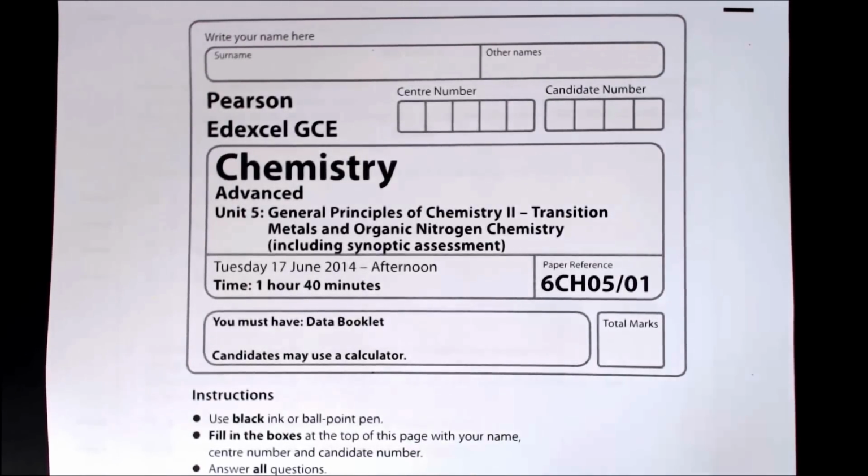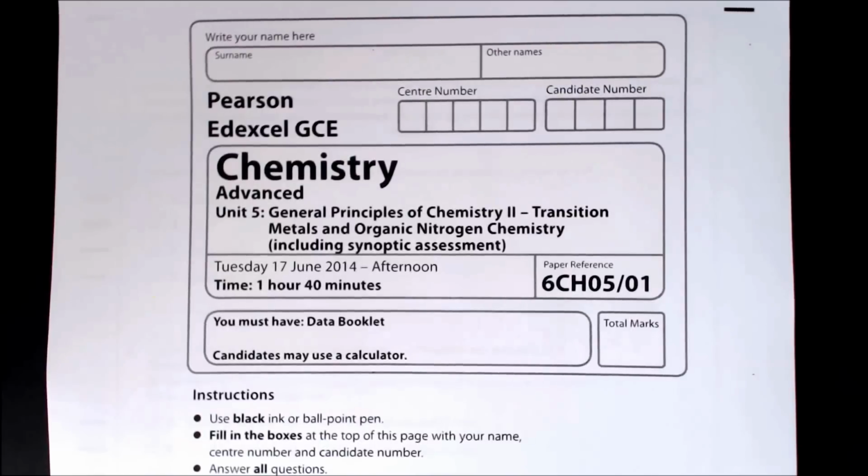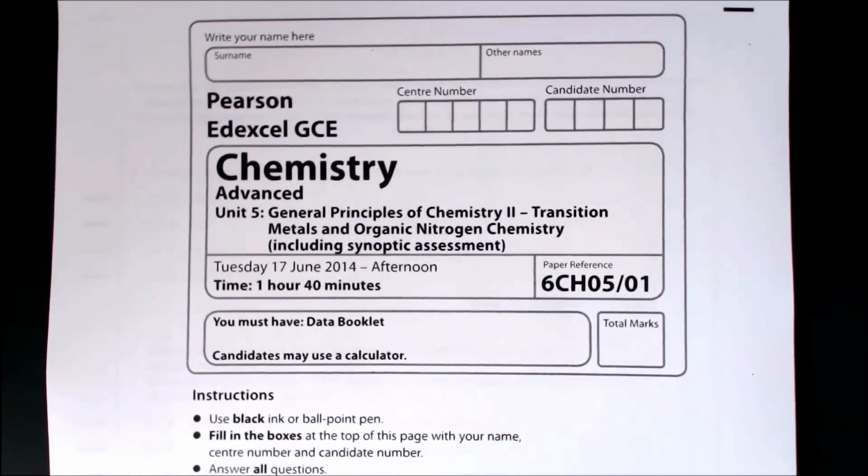So this video is looking at the general principles of Chemistry 2, transition metals and organic nitrogen chemistry, including a synoptic assessment as well. The whole point of these videos is to go through the past paper and not just go through the answers, but to help show you methods and explanations as to why it's the answer as well, and little hints and tips on the way.